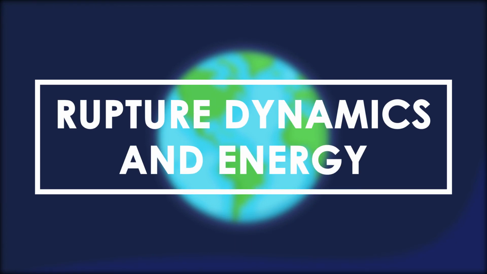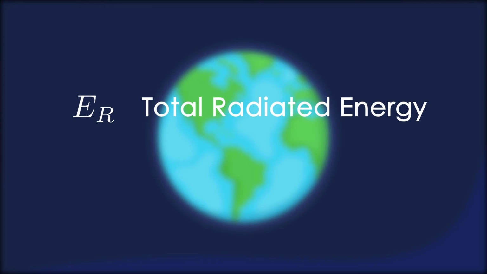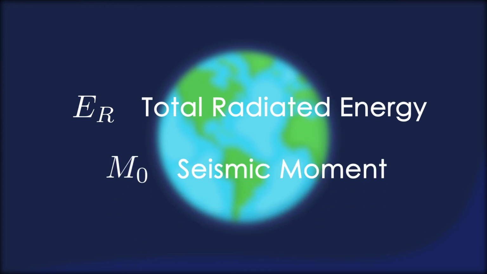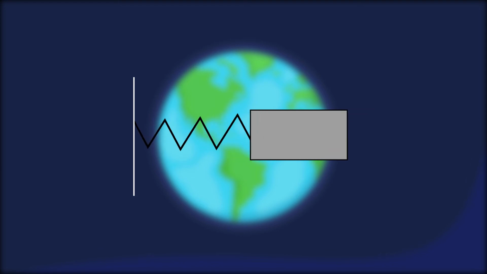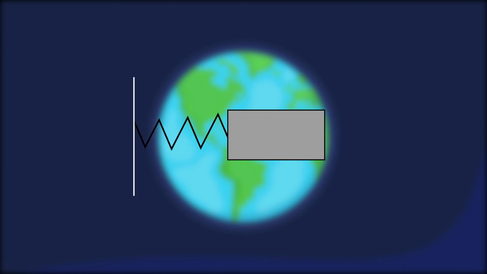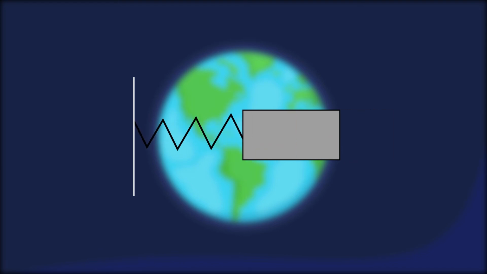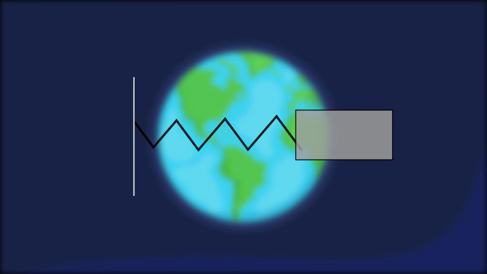Rupture dynamics and energy. The stress time histories obtained through rupture patterns are complemented by measurements of such integrated quantities as the total radiated energy E_R and the seismic moment M_0, which gives the total amount of slip. Ultimately, one needs to consider the energy budget for an extended fault zone, but a relatively simple spring system nicely elucidates how energy is partitioned during an earthquake.